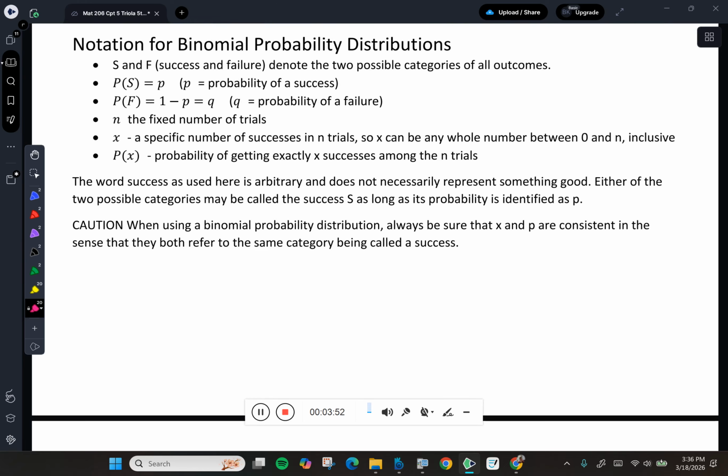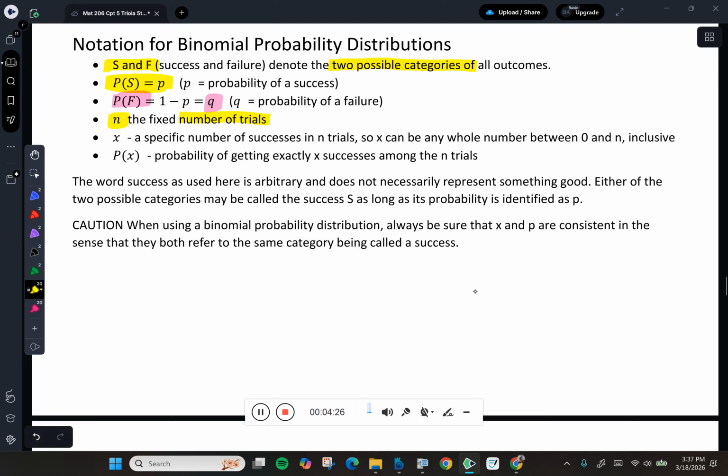Notation for binomial probability distributions. S and F stand for success and failure. Those are going to show us our 2 possible categories of outcomes. P of S, the probability of success, we're going to call that lowercase p or little p. P of F, the probability of failure, we're going to call that little q. Okay? So when you see small p's and small q's, probability of success, probability of failure. The letter n is going to stand for the number of trials of the experiment. So if I'm rolling the die 5 times, n would be 5.